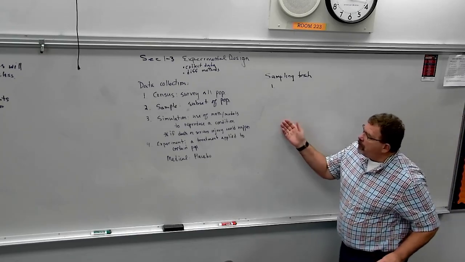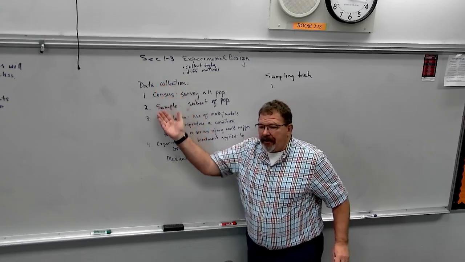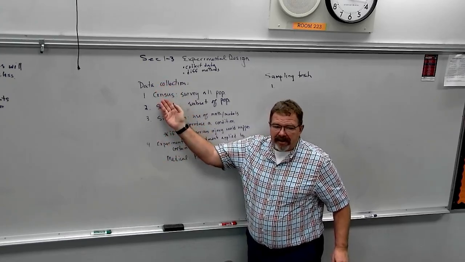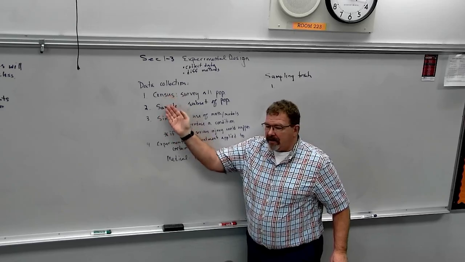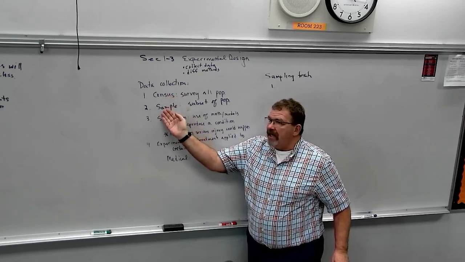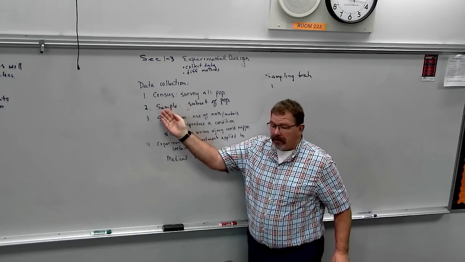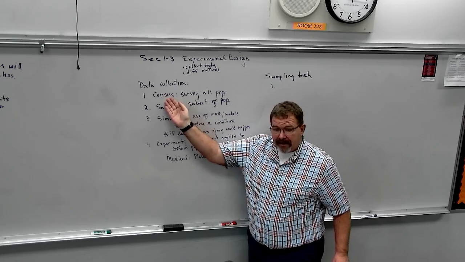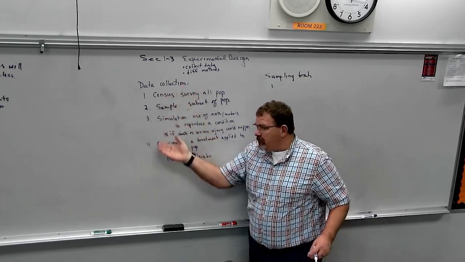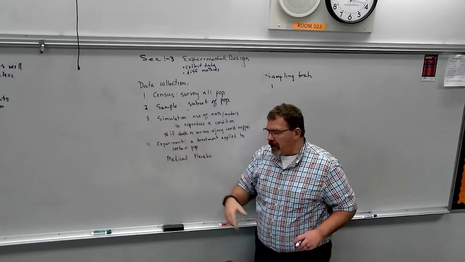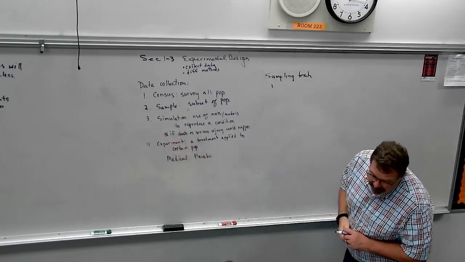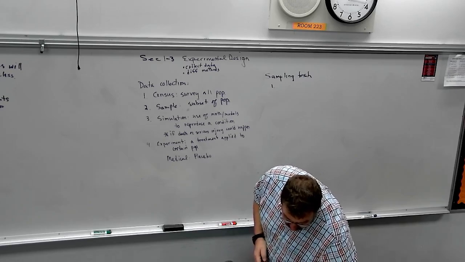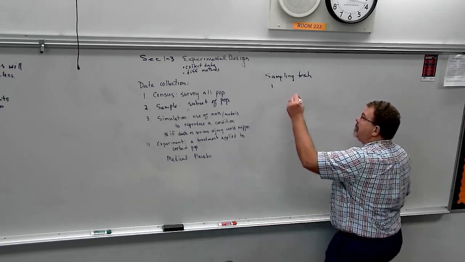So here's how you approach your project. You decide how you're going to collect your data. Are you going to do a census or a sample? If your town has more than 10 gas stations, you will do a sample. If your town has less than 10, you will do a census. Pretty simple, right? These two don't fall into play when we're doing our project. The first one that you do is simple random.